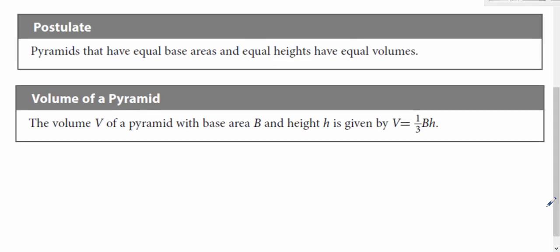The formula for the volume of a pyramid is the area of the base times the height times 1/3, or just divided by 3. One-third area of the base times height, or base times height divided by 3.